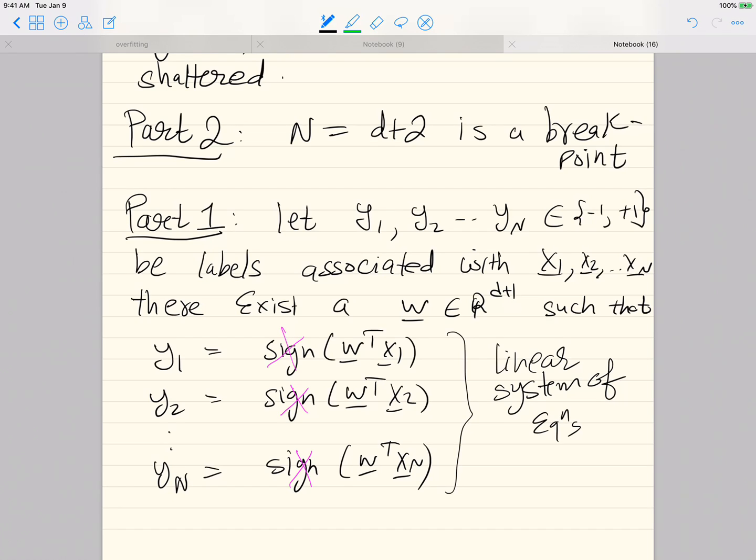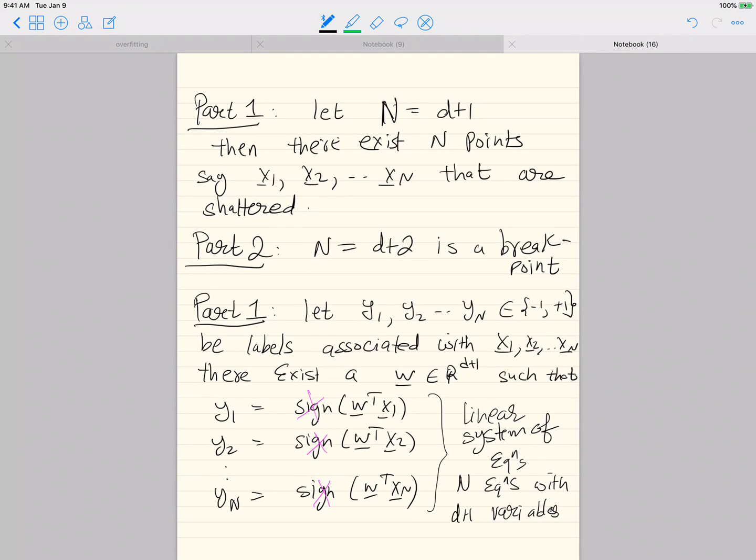Okay, how many unknowns do you have in this system? What are your variables? The W's, there are d plus 1 of them. How many constraints do you have? How many equations do you have? You have n equations, right? And it so happens in this problem n is in fact equal to d plus 1. So the number of equations equals the number of variables.